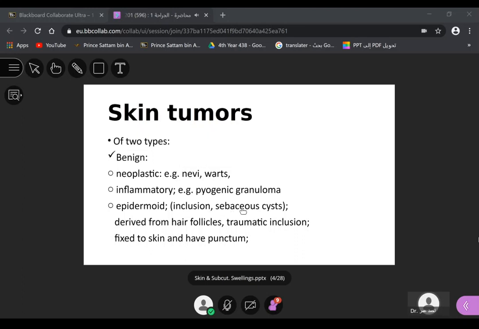Sebaceous cyst, as I have mentioned. I have shown you in the sketch of the skin the sebaceous gland. When part of this gland is obstructed or occluded, you get a sebaceous cyst, which is characterized by the presence of a punctum or opening at the dome of the swelling, and I will show you a picture in a minute.